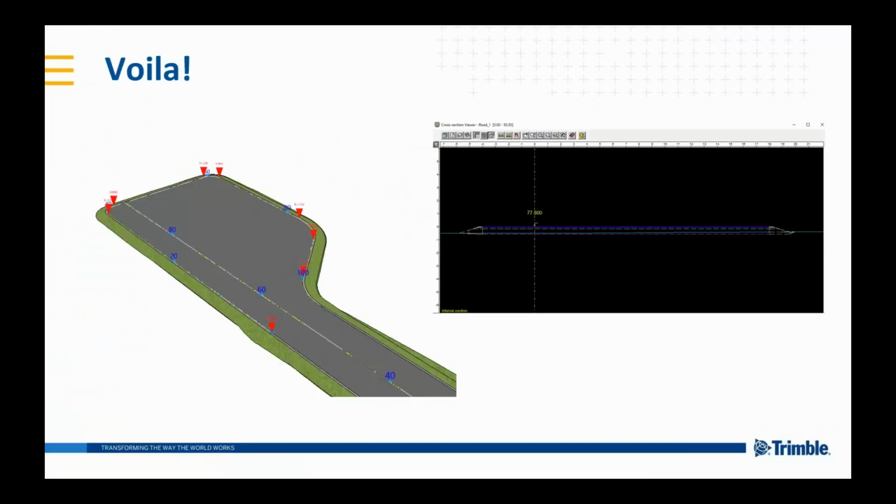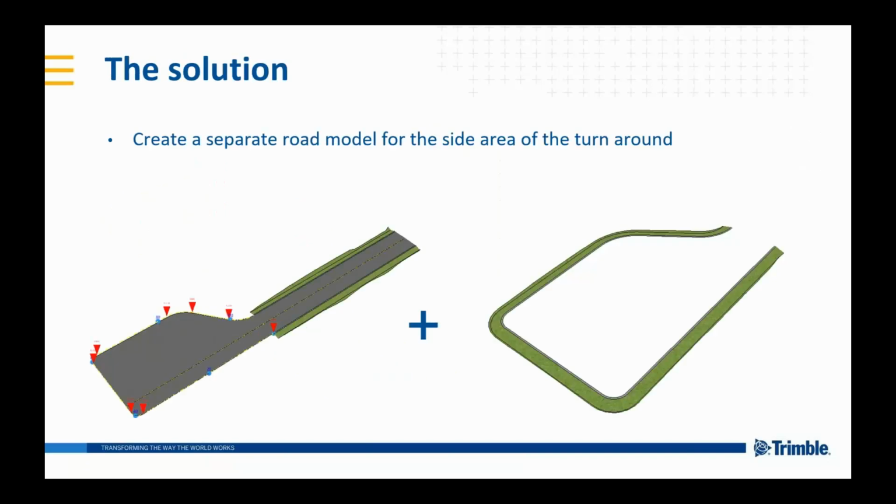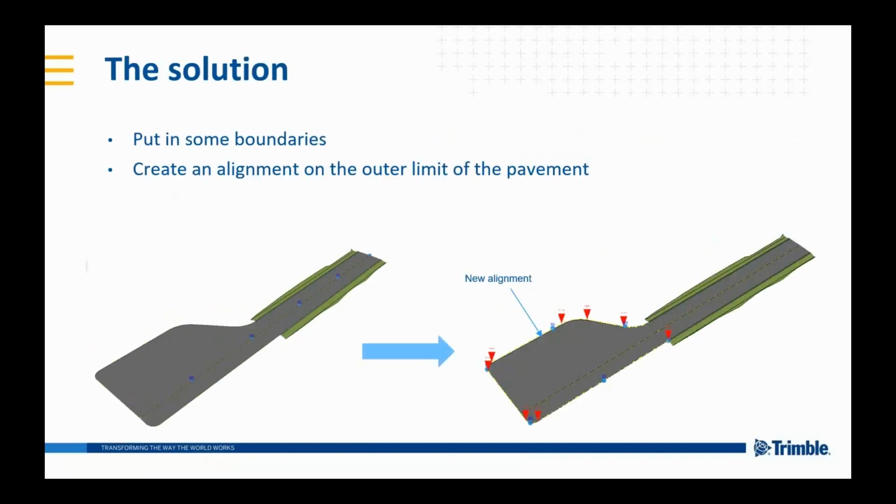But just to make a fast repeat of this, the thing is when you do things like this, for example, turnarounds, you have to remember that the road model is always calculated perpendicular to the reference line, and that is something that you have to handle when you work with it. So in this case, you have to create an edge line here, an edge alignment, and use that as the reference in a new road model.